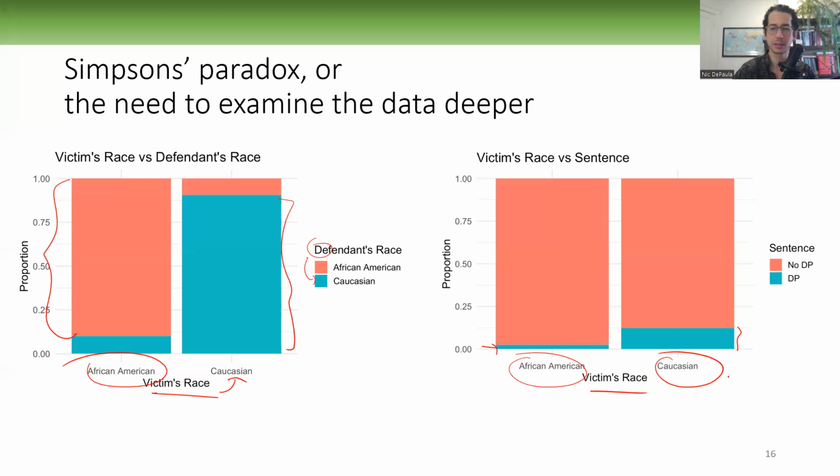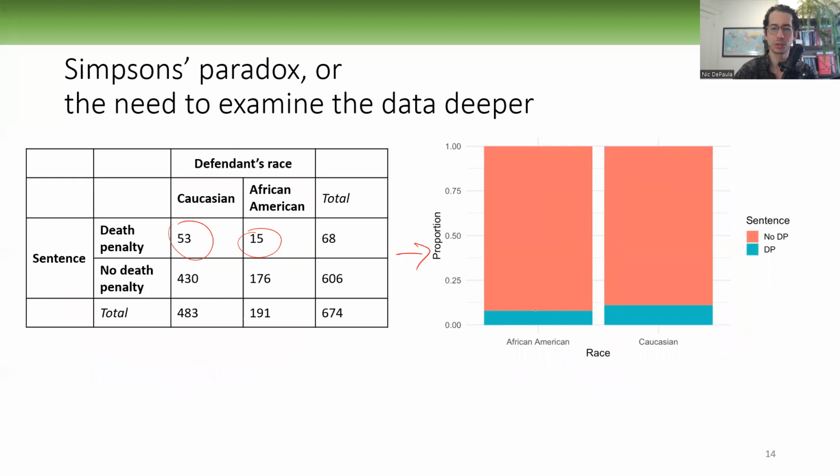So what's happening is, if the victim's race is African American, there's much less death penalty. And also we notice that crimes are mostly committed by African Americans against African Americans, and by Caucasians against Caucasians. So this helps explain why the death penalty was much lower for the African American defendants in this graph.